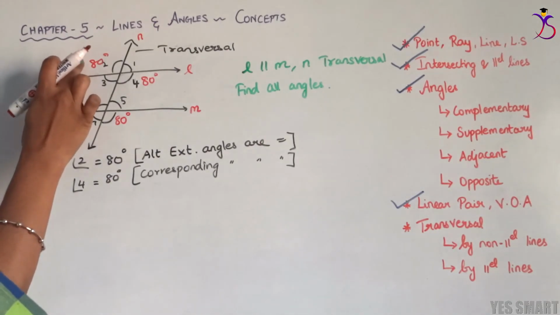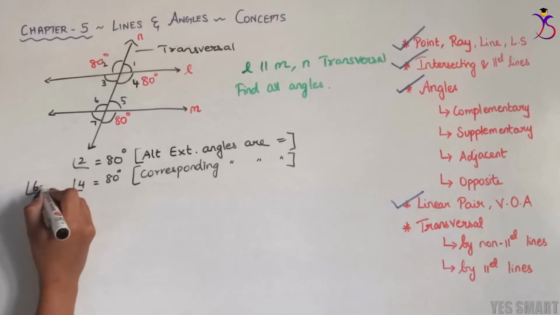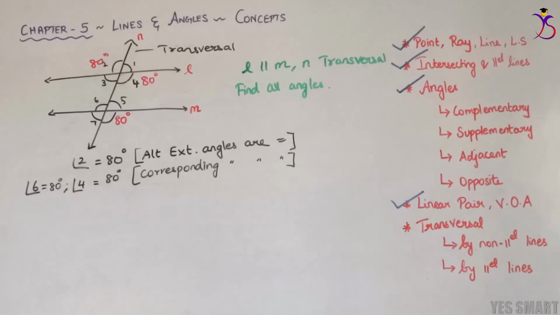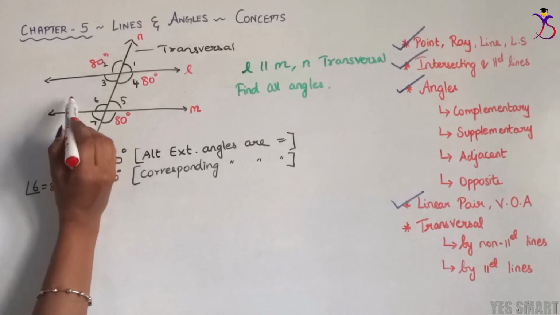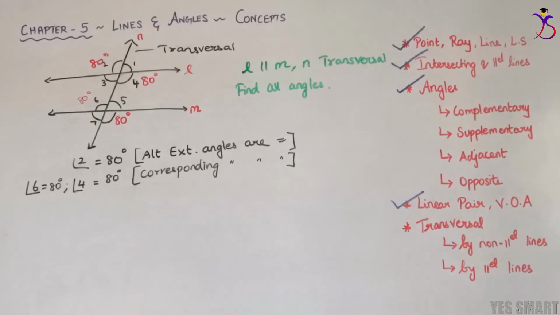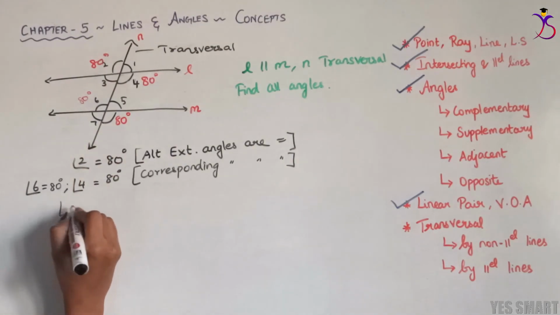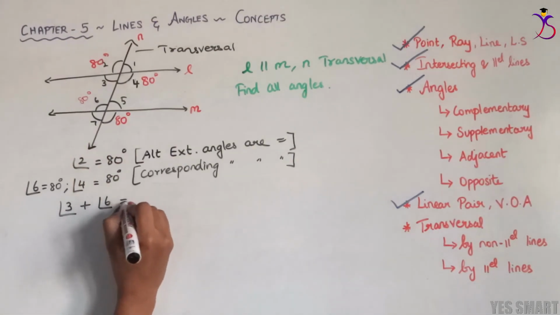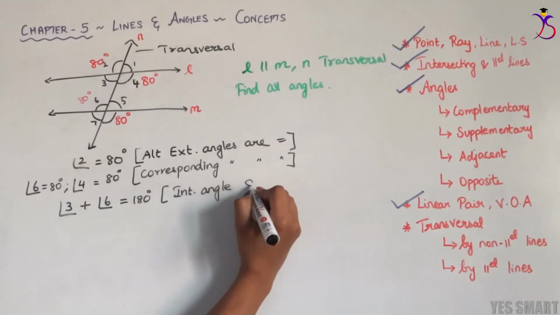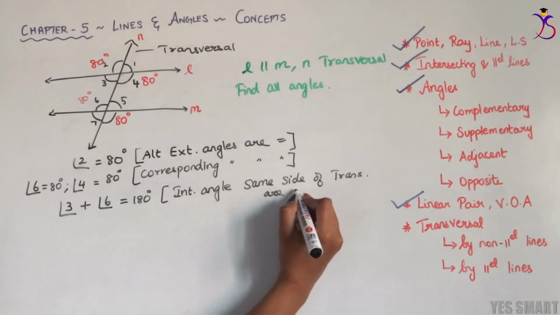Now if this angle is 80 degrees, angle 6 is also 80 degrees, because corresponding angles. The corresponding angle of angle 2 is angle 6. Therefore this is also 80 degrees. Now co-interior angles are supplementary. Therefore angle 3 plus angle 6 equals 180 degrees. Interior angles on the same side of the transversal, or we can mention it as co-interior angles, are supplementary.